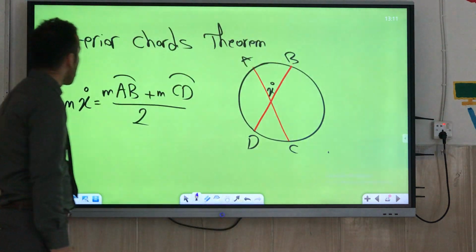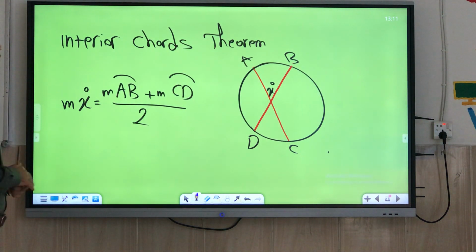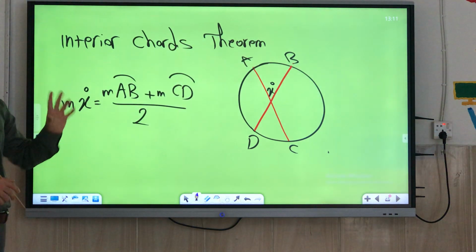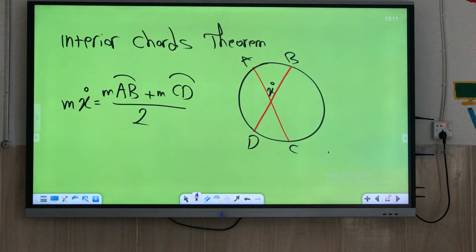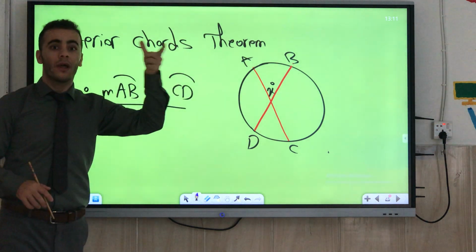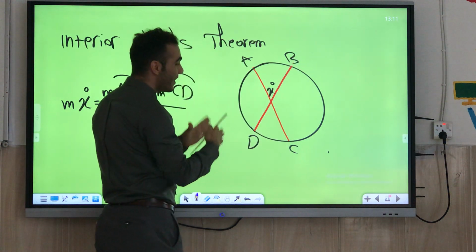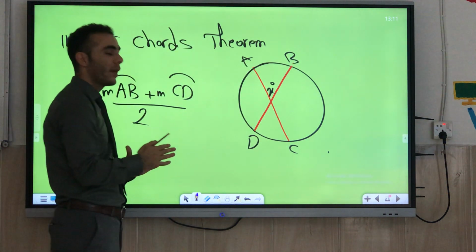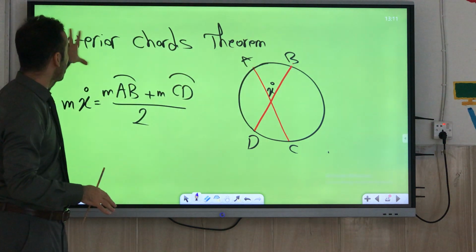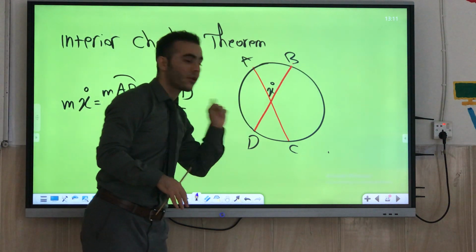The next matter that we should know, and it is very important, and we need to focus on it because probably one question from this section will come from this theorem, is the interior chords theorem, where we have two chords inside the circle and they intersect each other. Interior means they should be inside the circle.